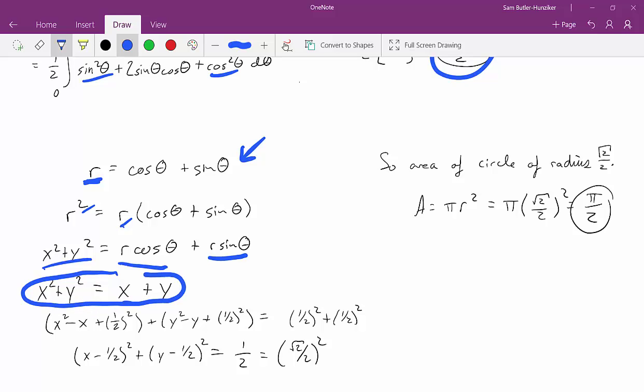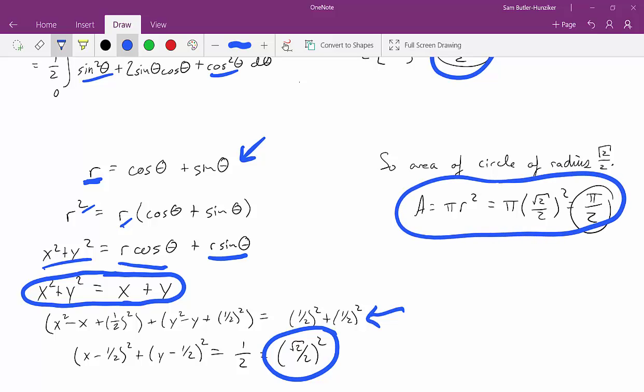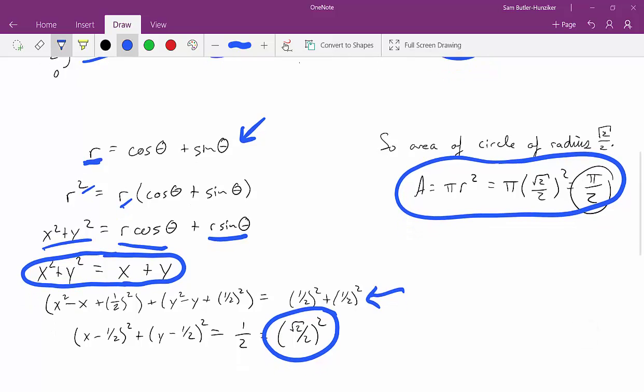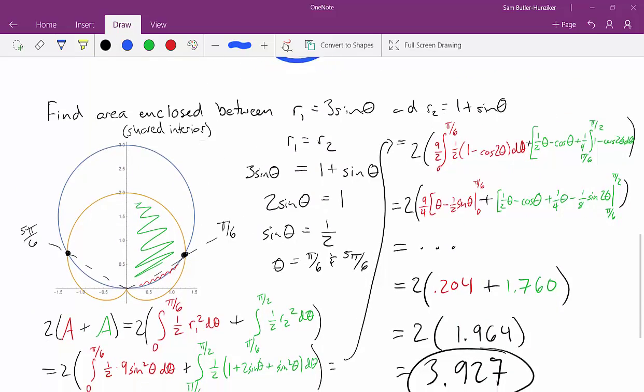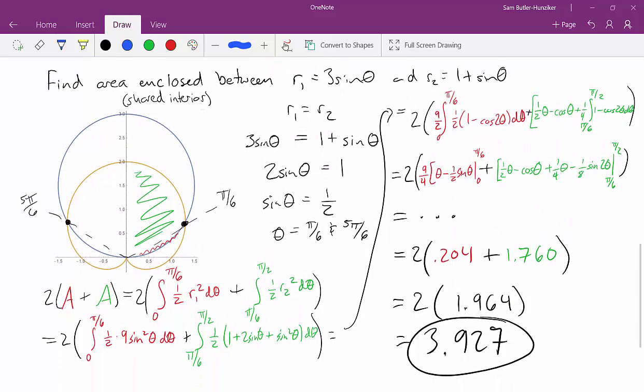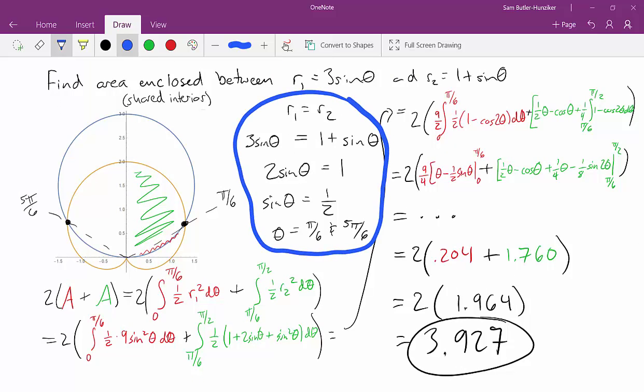So we get this equation, which we can then complete the square in this step and see that we've got a circle centered at 1/2 of radius root 2 over 2. Again, plugging that in for the area of a circle, pi r squared, we end up with pi over 2. So finding the area within circles isn't the worst thing to do, or the most difficult. It's just dealing with the intricacies of the trig functions that tends to be most difficult.